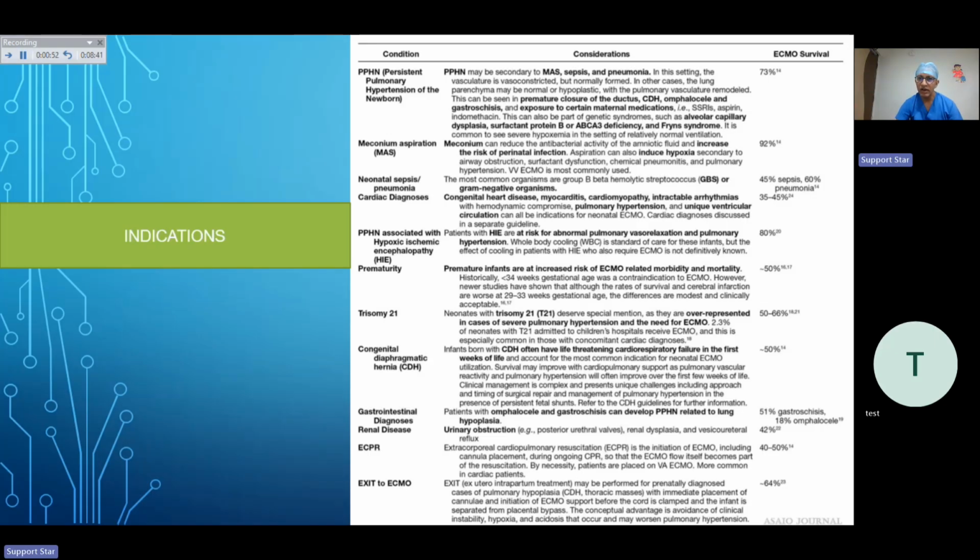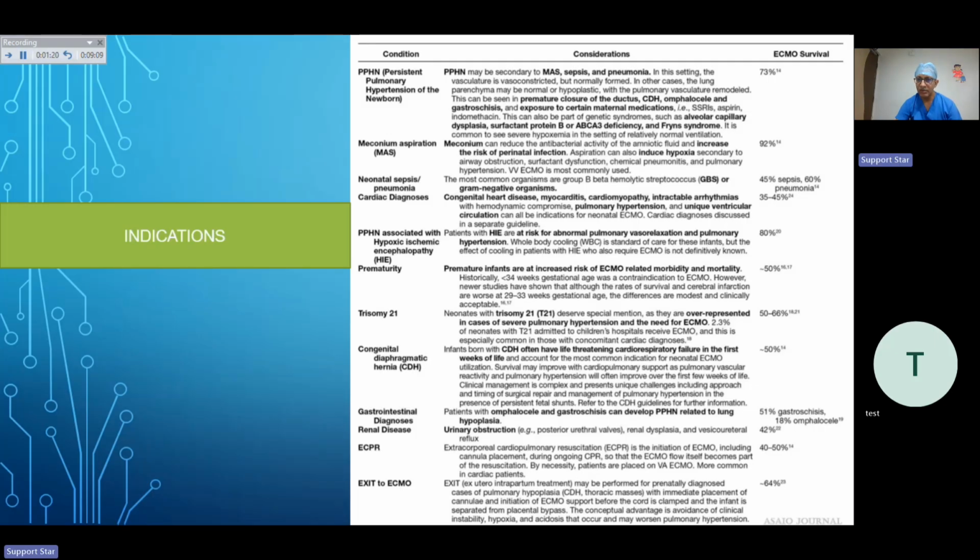PPHN happens because there are so many causes for PPHN, like hyaline membrane disease, meconium aspiration, and some irreversible causes like alveolar capillary dysplasia, etc. So in these situations, we have to put on ECMO and see whether the patient is recovering or not. We have to do all the best possible things for the lung to improve. Until then, we have to provide ECMO support.